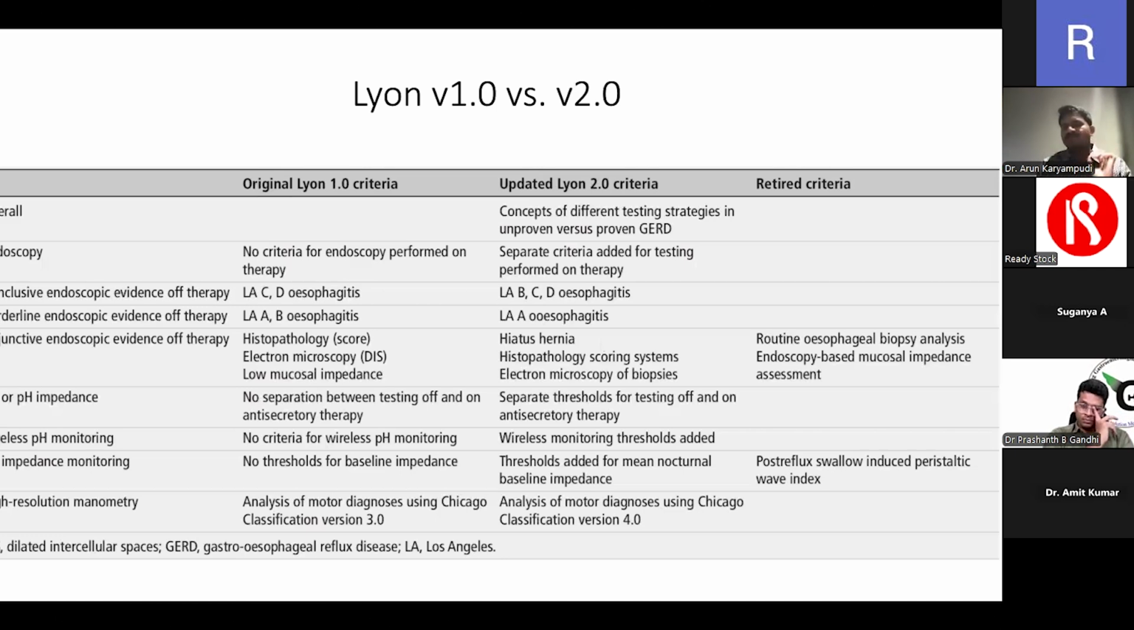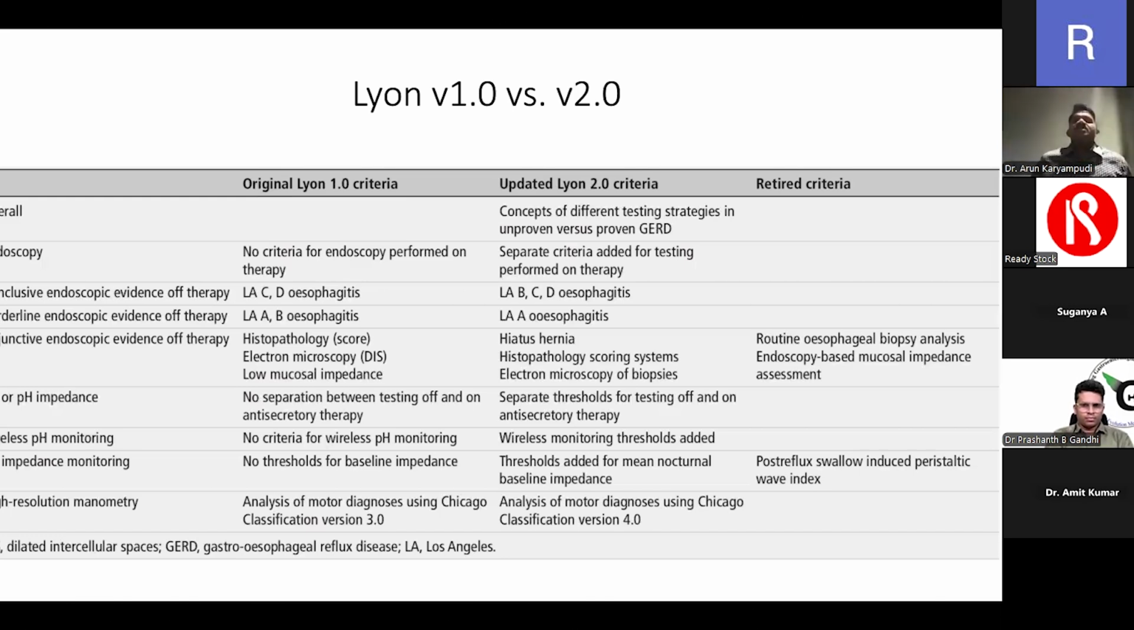analysis from the criteria. And when you see the pH, again, they have given separate thresholds or cutoffs for testing on and off anti-secretory or acid suppression therapy. Here they have added even the wireless pH monitoring thresholds as well. And they have given the cutoffs for mean nocturnal baseline impedance. The one that has been removed from the first criteria is the post-reflux swallow-induced peristaltic wave index, that is PSPW index.